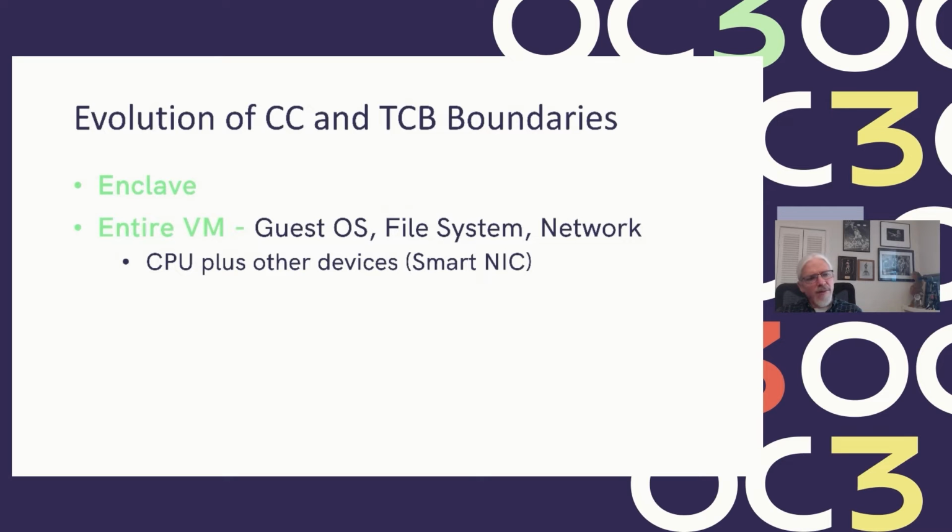But now, in order to make more workloads compatible with confidential computing, we've got entire VMs with guest operating systems, file systems, and network stacks. And to make these things more flexible, we want the CPU to be able to connect to other devices like these smart NICs in ways that don't violate confidential computing assumptions. So how does this look in a picture?